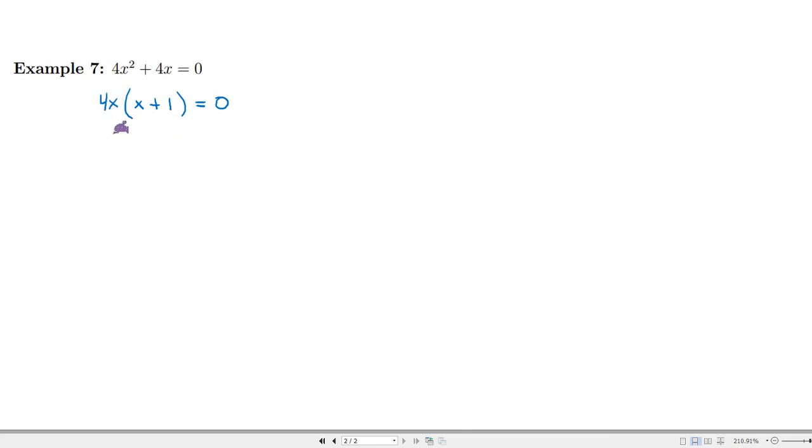And now I can use my property of 0. Either 4x is equal to 0, or this x + 1 is equal to 0. Which means that dividing by 4, x is equal to 0, or x is equal to −1.